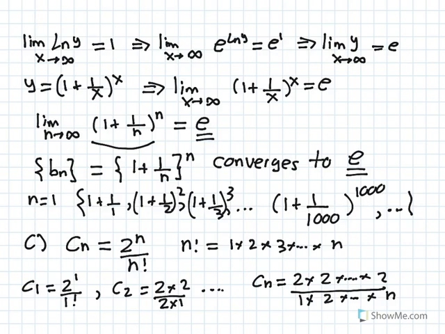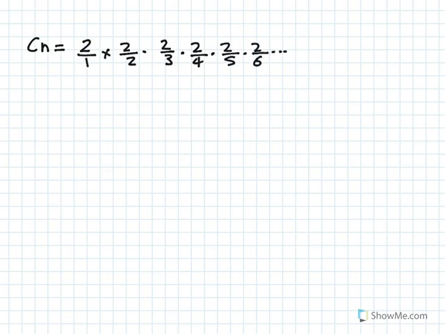Rewrite this as Cn is equal to 2 over 1 times 2 over 2 times 2 over 3 times 2 over 4 times 2 over 5 times 2 over 6 times 2 over n minus 2 times 2 over n minus 1 times 2 over n. You can see how all of these fractions are less than 1. So let's put this in brackets.